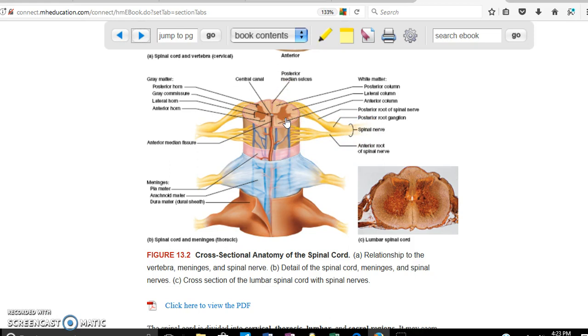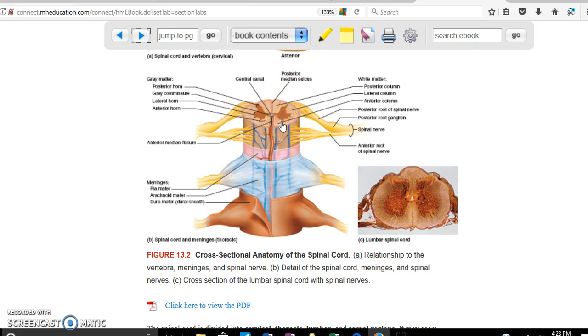T-R-A-C-T. Tracts. So how many types of tracts can we have? Since we have two different kinds of nerves, sensory and motor, then we're going to have two different kinds of tracts. The sensory sends information up to your brain so you can feel something. So since these ones go up, these ones are going to be called ascending tracts. Your brain may want to scratch something because it itches, sends information down.